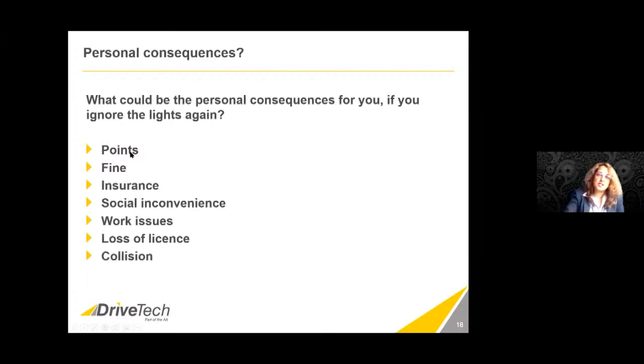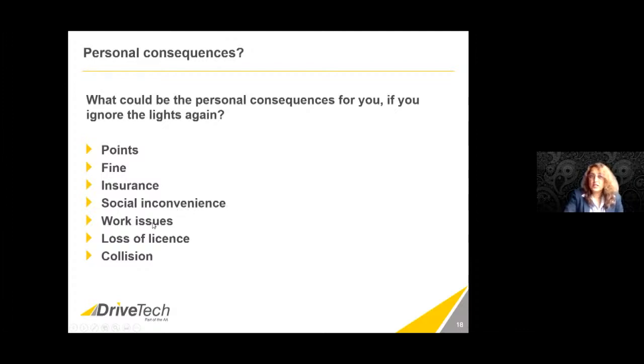You can get points on your license for ignoring the lights. For a new driver, if you get 6 points, you will end up losing your license and having to do the test again. A new driver is anyone who's held their license under 2 years. Fines are based on your income and how big the offence is. Insurance will go up, social inconvenience. Social media is so powerful. People don't realize that it can be a really humiliating process when it's up on social networks. And it's very, very embarrassing if you are highlighted.